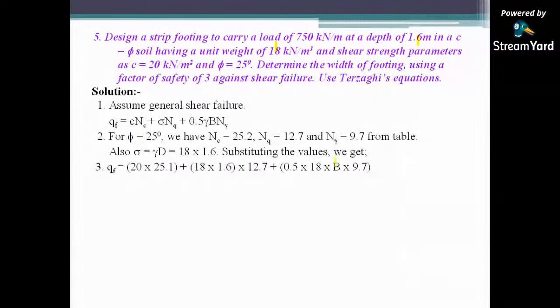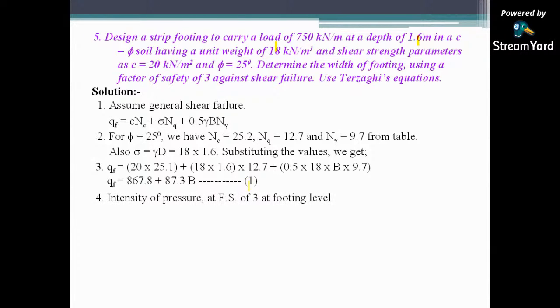So the value of qf comes to 867.8 plus 87.3B. So this will be your first equation. Now to calculate the second equation and evaluate the values, you should know the factor of safety. So the factor of safety is given to you as 3. If it is not given, then you will assume it as 3.